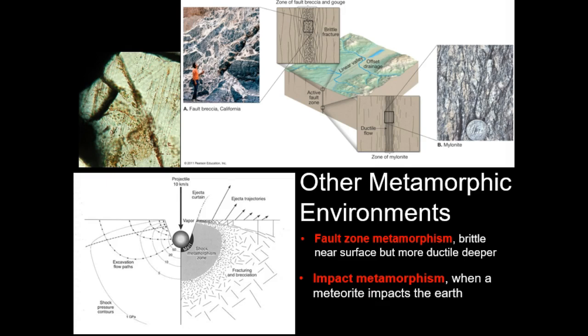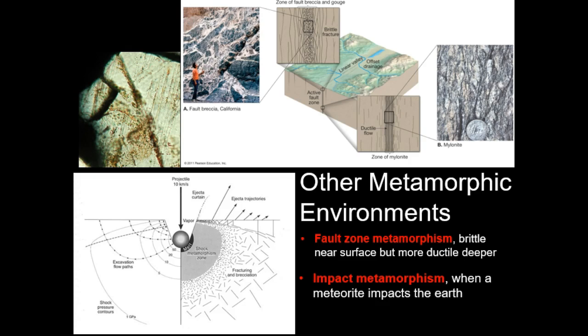Other less common types of metamorphism also generate metamorphic rocks, although these amounts tend to be much smaller in quantity than the previously mentioned metamorphic environments. They also tend to be a lot more geographically constrained, more localized. We'll go ahead and cover the first one, which is fault zone metamorphism.